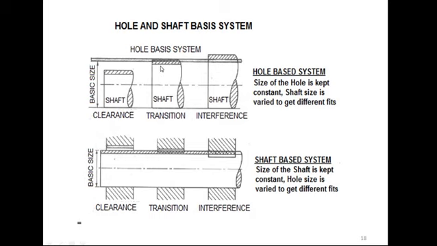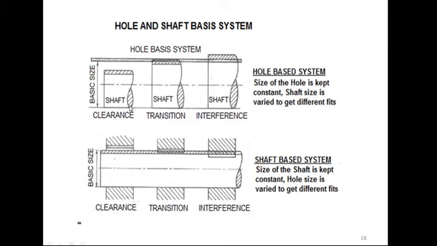Transition fit, either the size of the shaft may be more or the size of the shaft may be less. If the size of the shaft is higher, then it is called an interference fit, and if the size of the shaft is less, it is called a clearance fit. The next one is the interference fit here. The hole we have kept constant. You will observe here the size of the hole we have kept constant, and the sizes of the shaft we have changed. Here in the interference fit, the size of the shaft is more than your hole.